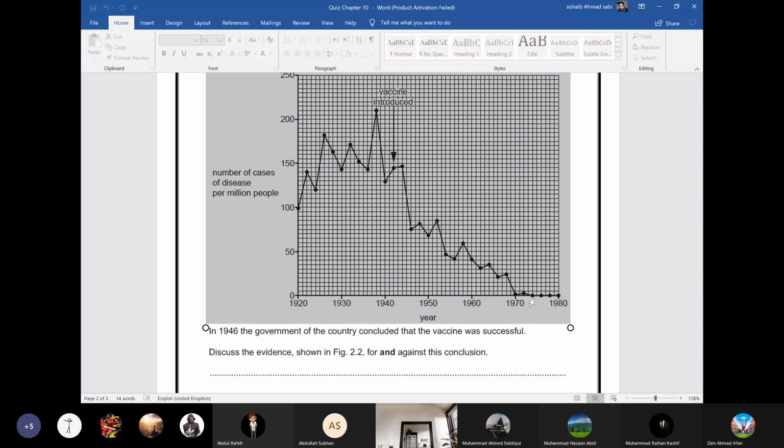Anyone has a calculator? 1974 minus 1942. How much?